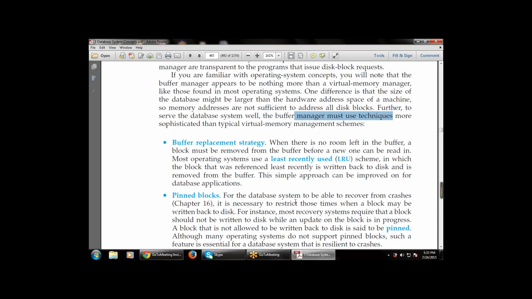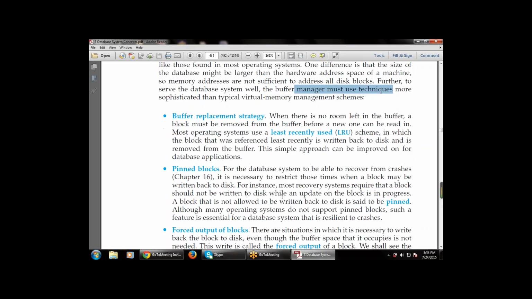Next is the pinned block. For the database system to be able to recover from crashes, it is necessary to restrict the times when a disk block may be written back to the disk. A block that is not allowed to be written back to the disk is said to be pinned.